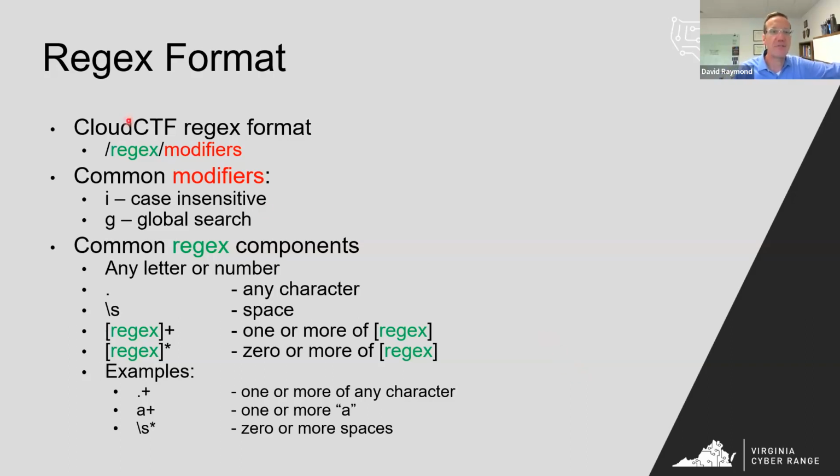All right, here we go. So the Cloud CTF regex format is this, right? It's a slash, and then the regex, and then a slash, and then what are called modifiers.